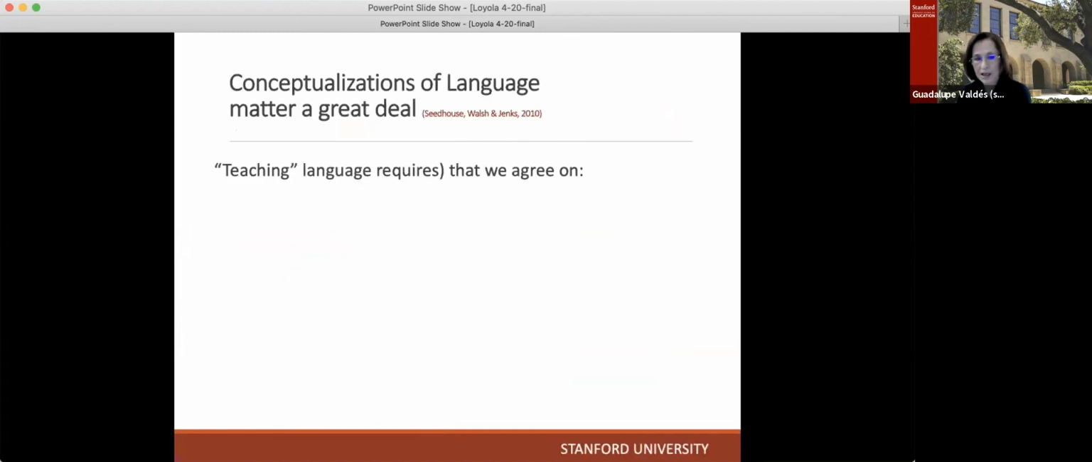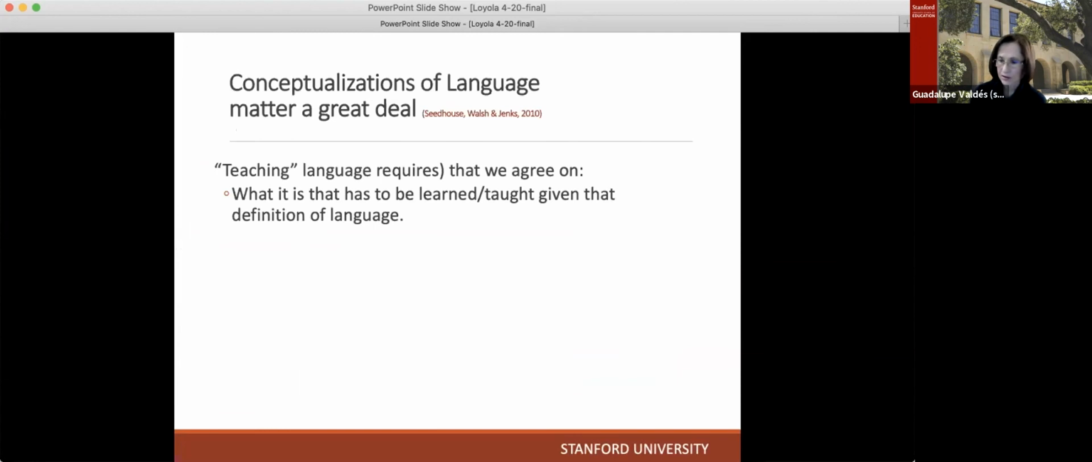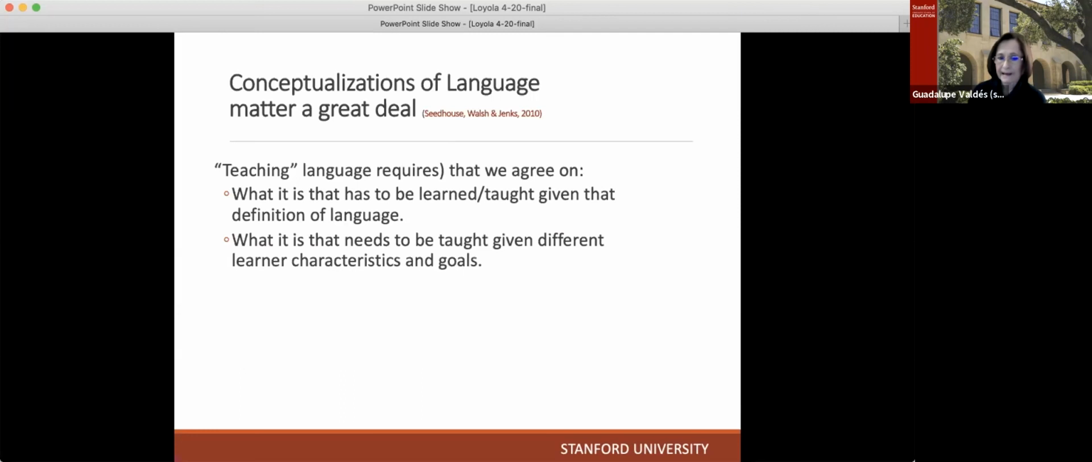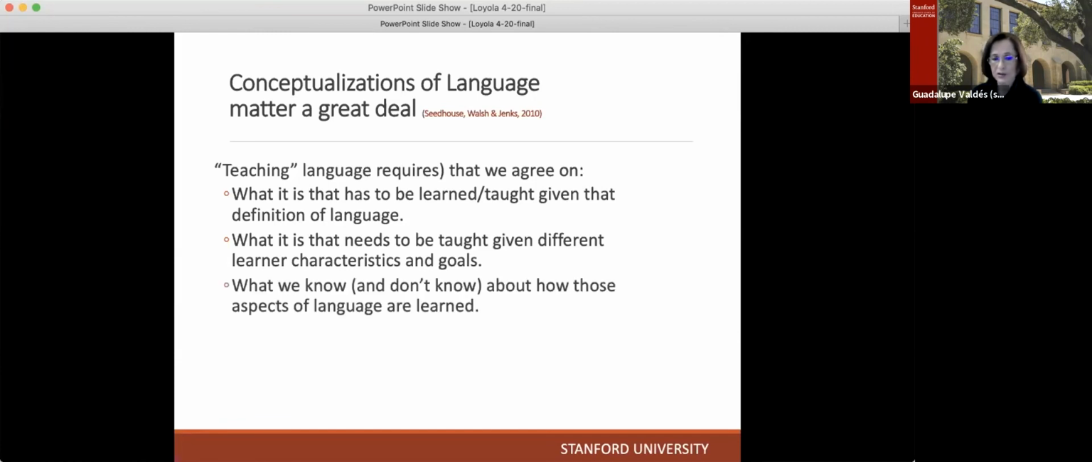Teaching language requires that we agree on what it is that has to be learned or taught, given that definition of language. And it depends on what needs to be taught given different learner characteristics and goals. In theory, those kids that are dual language learners would get a different kind of program than those that came in as monolingual speakers of the language in our bilingual education programs, right? And we have to agree what it is that we want to teach them to begin with.